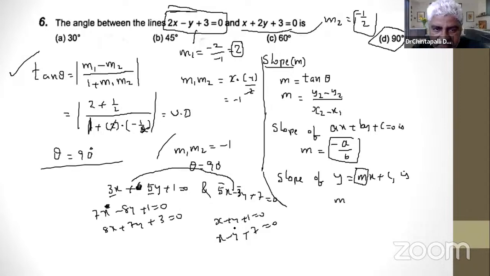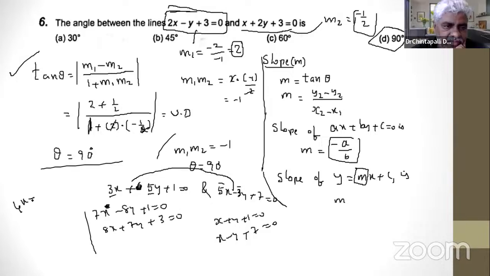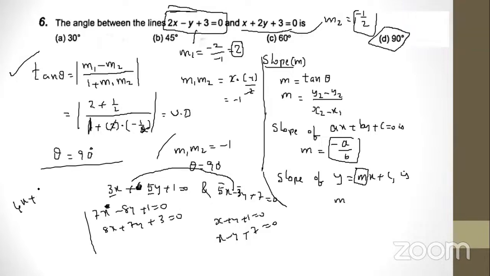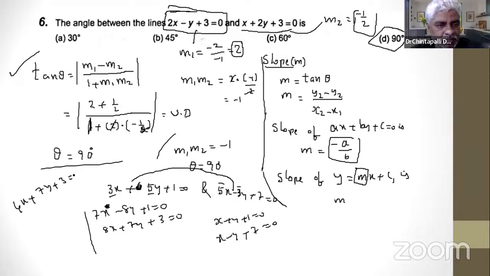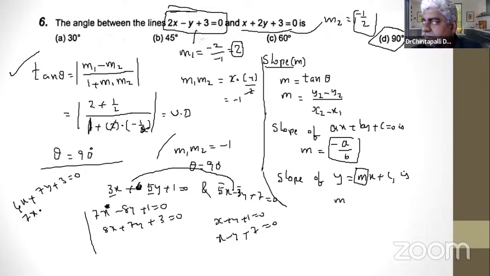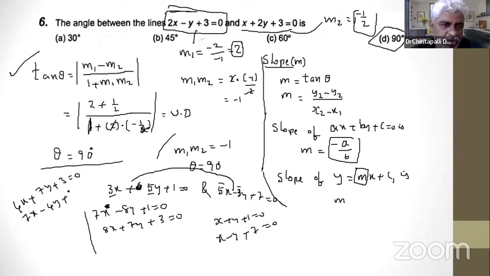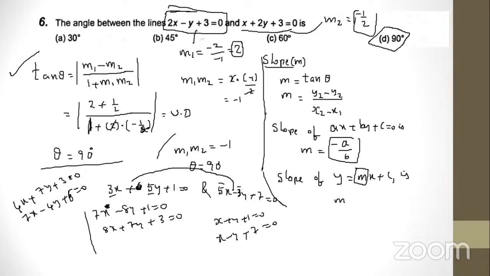Got it? You can give one example on your own for perpendicular lines. 4x plus 7y plus 3 equals 0, and 7x minus 4y plus 5 equals 0. These two are perpendicular lines.